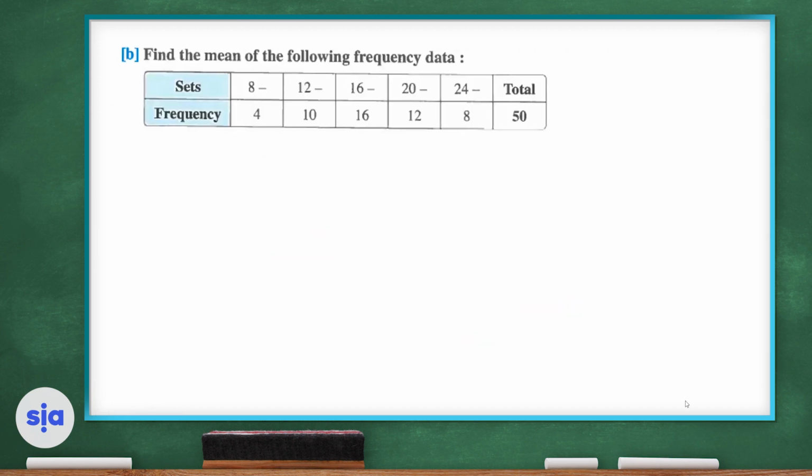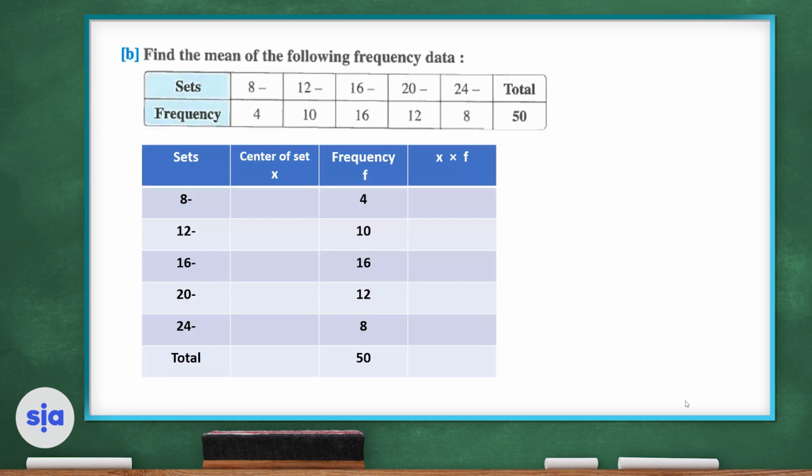Part B, find the mean of the following frequency table. In order for us to find the mean, we need to make this table. How can we fill in the column which is the center of the set? Yes, the lower limit, which is 8, plus the upper limit, which is 12, over 2. This means that this will be 10. And in this column, we make the 10 times the 4, which is 40. We're going to do this for the rest of the table.